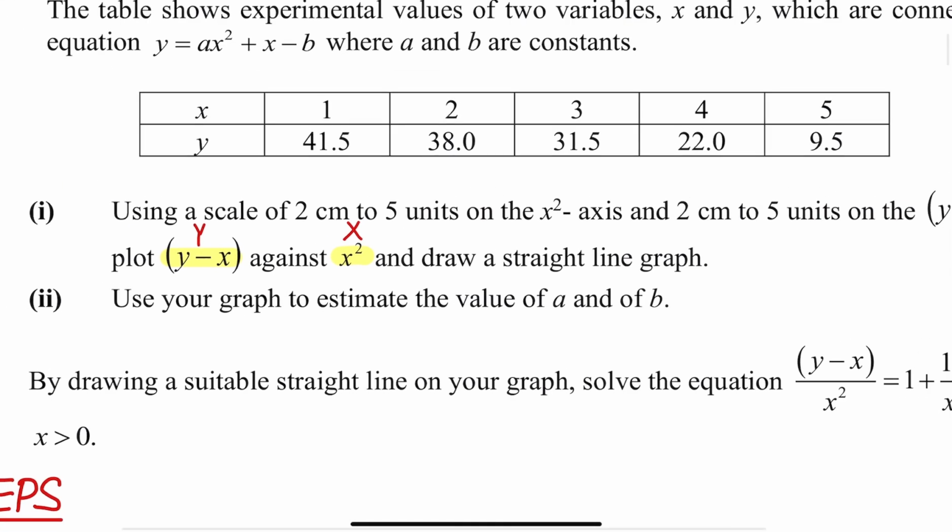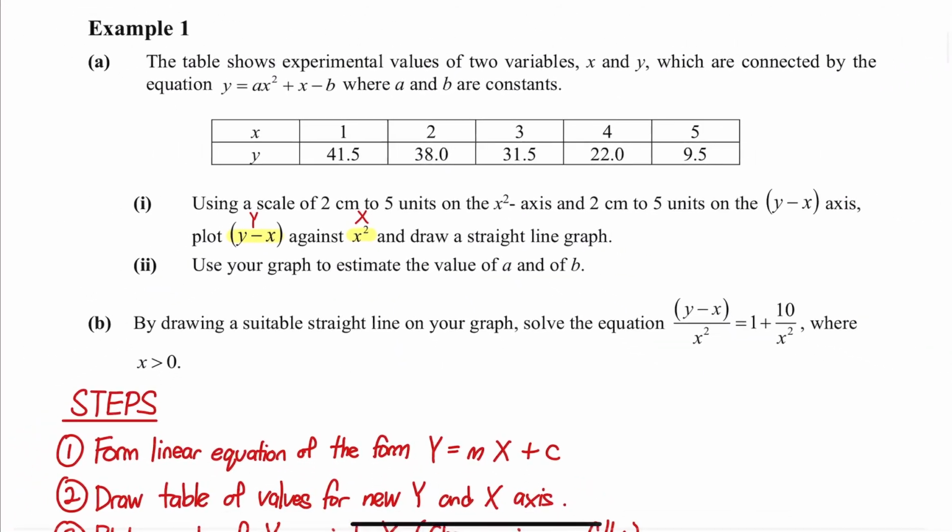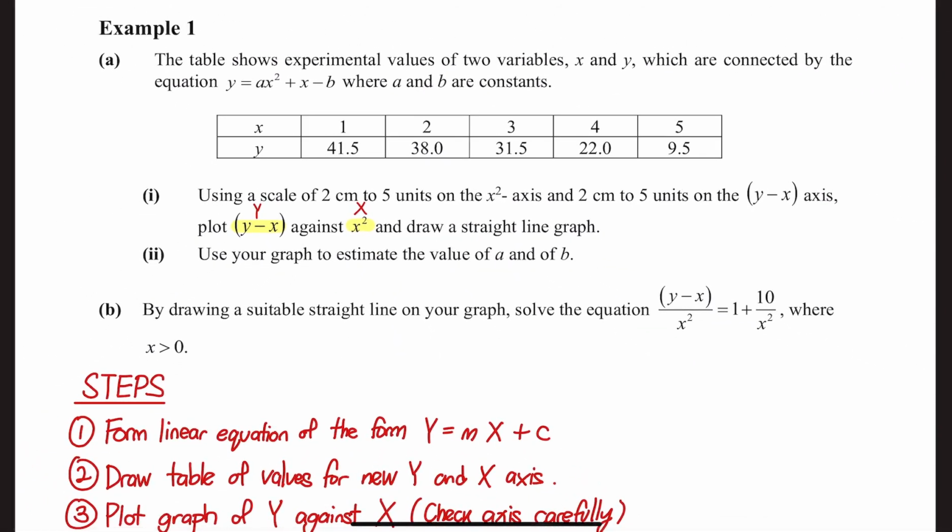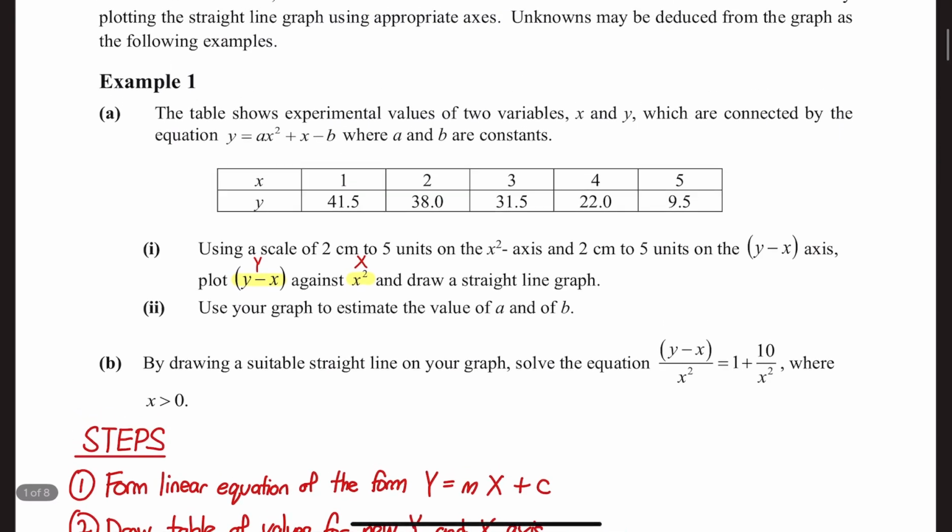Okay, but before you do that, we follow the same steps. If I look at the equation I'm given, this equation here, this is actually a quadratic equation. If I were to plot y against x, I'll get a curve. So how do I convert this equation into a straight line graph? So let's do some manipulation. Maybe I'll write at the side over here.